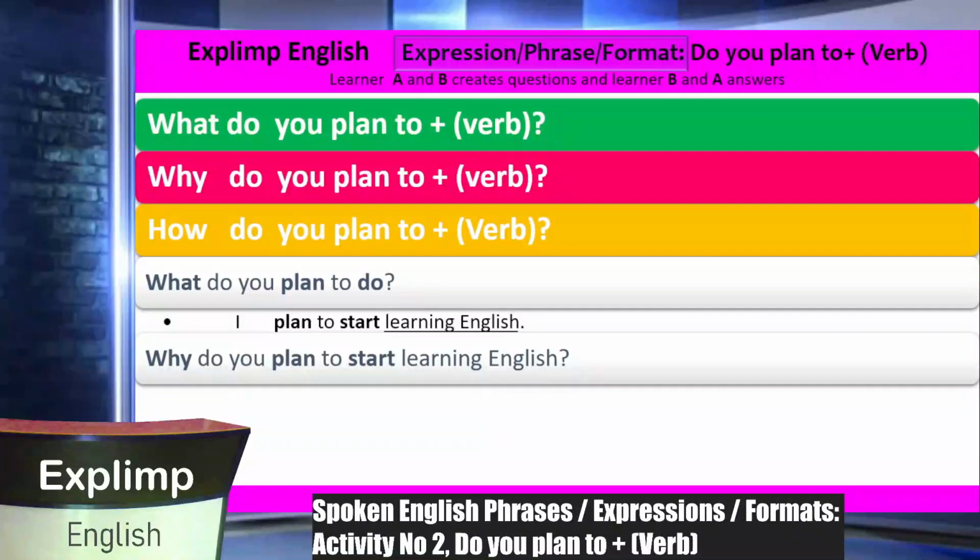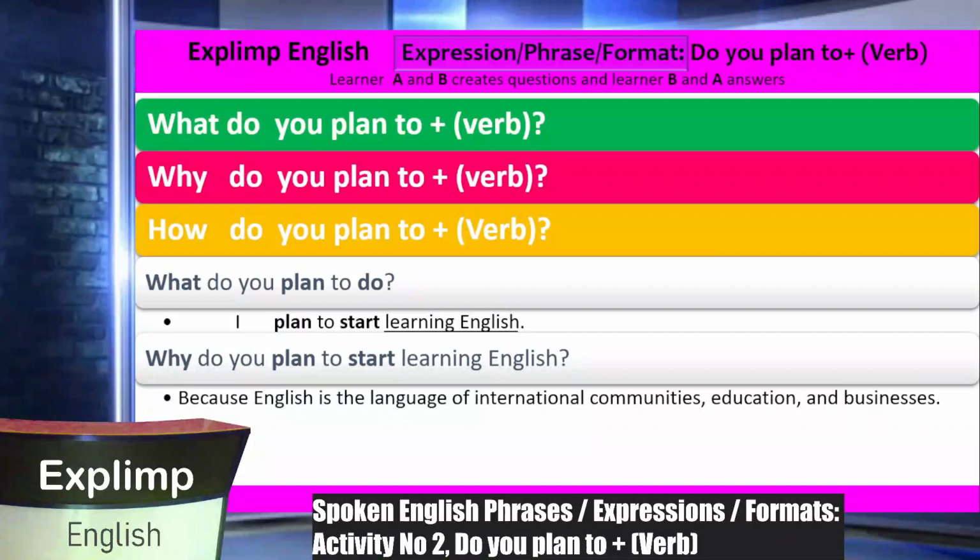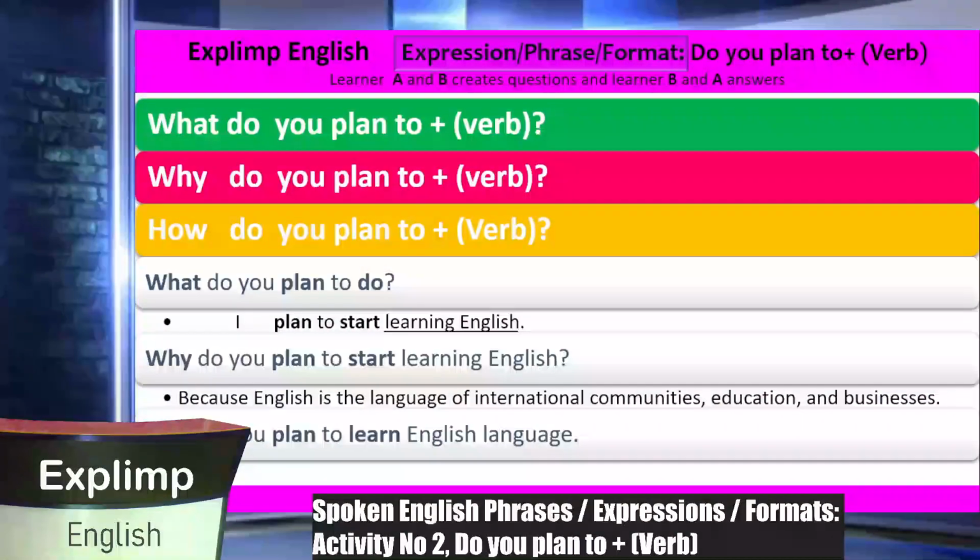Why not other language? So the simple answer is, well, I plan to start my English language because English is the language of international communities, education and businesses. Also, there are many other reasons why I should start learning English language, but I think these are very important reasons: the international communities, education and businesses. Now, what is the next question?